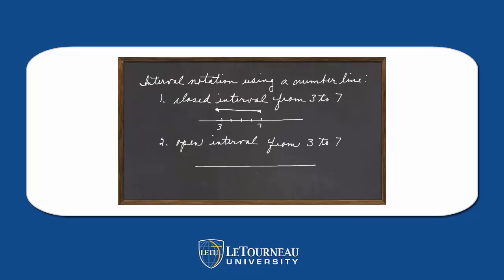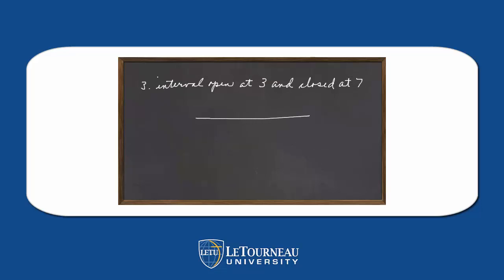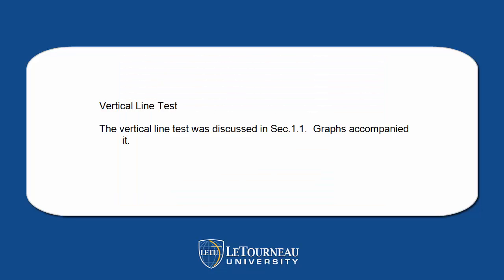If we want it to be open, then we're going to put little circles and connect them. And that's an open interval. And let's suppose we want it open at 3 and closed at 7. We'll have a circle at 3 and a dot at 7. We can also use the vertical line test. Remember, we discussed this in Section 1.1. Graphs accompanied it.